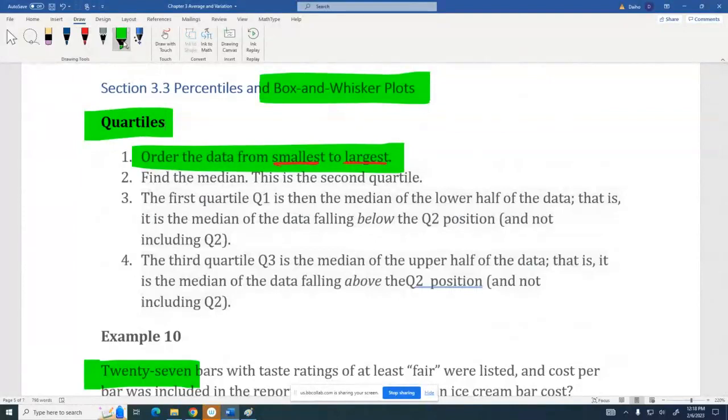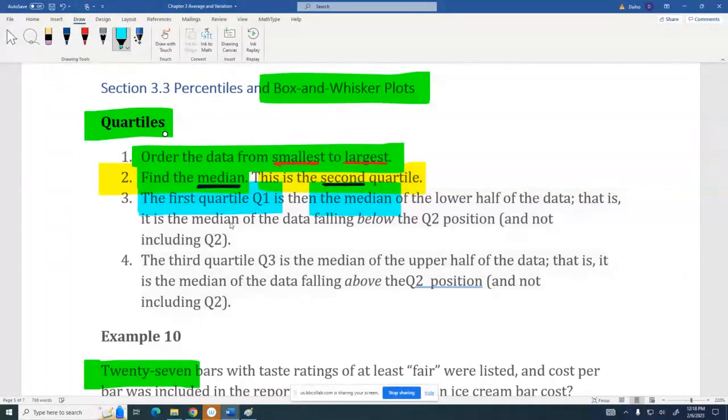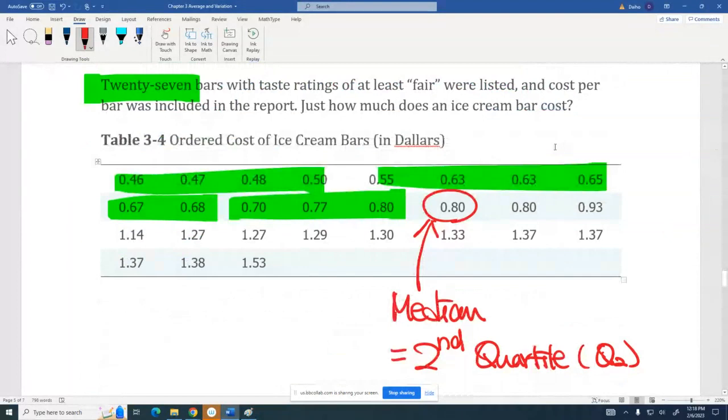Okay. First of all, we put them in order. Step number one. Step number two, find the median. This is the second quartile. And now the first quartile will be another median from the lower half. What will be the rule? Not including Q2. Excluding. Remember, excluding. So the lower half must be from the minimum up to whom? Up to this one. What was the rule? Excluding the median. The median was the second 0.80. Excluding this one. So up to this one, right? So how many here? 13, thank you.